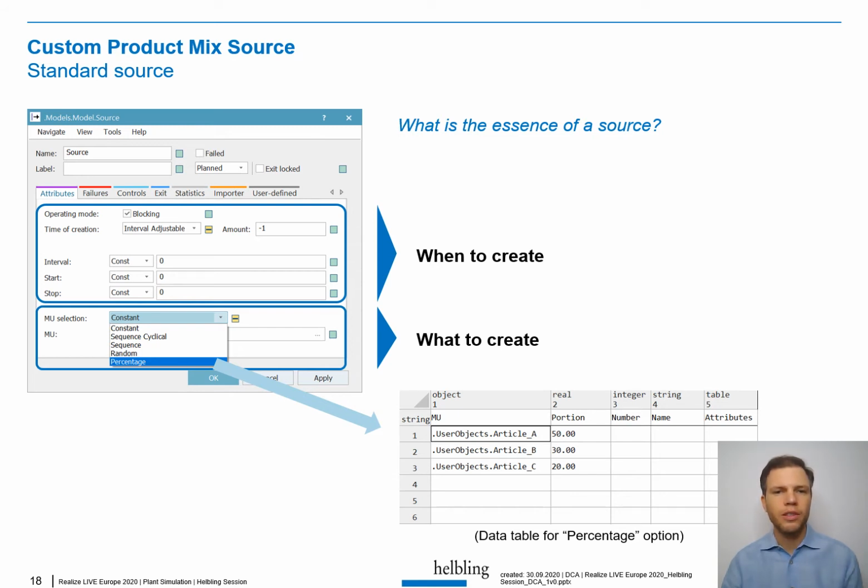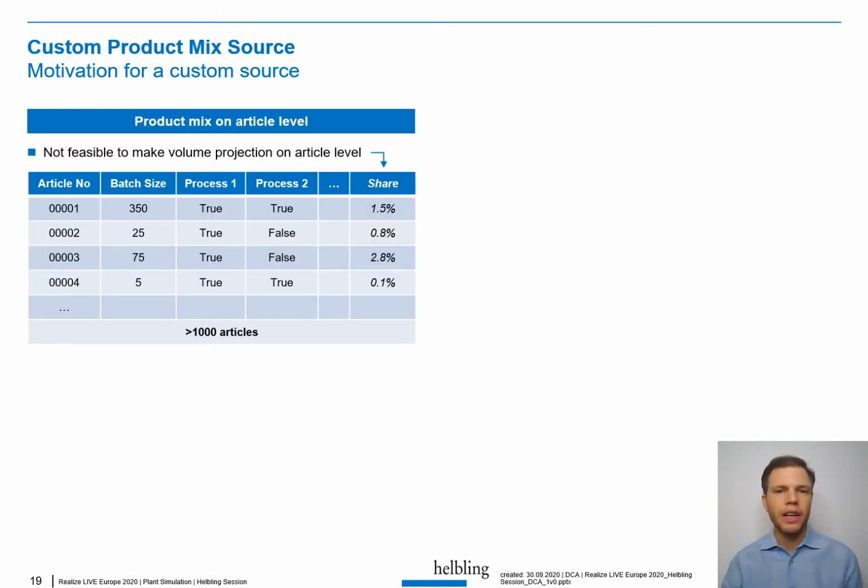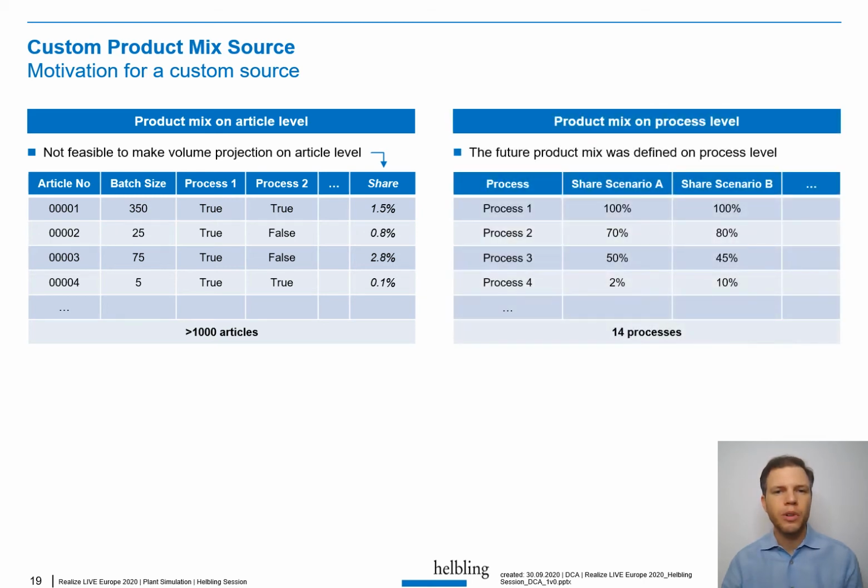But to use that, you need to be able to define that. And in our case, it would look like that. But with more than 1,000 articles and several scenarios to be tested, this approach was not feasible. Instead, we wanted to use a mix defined on process level. Having only 14 processes, this makes it much easier to make a forecast and define various scenarios.